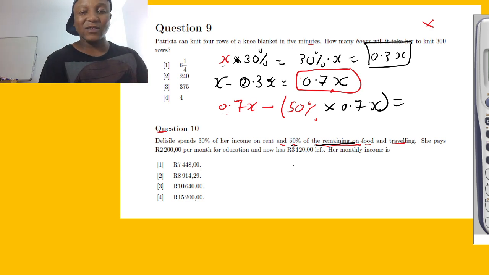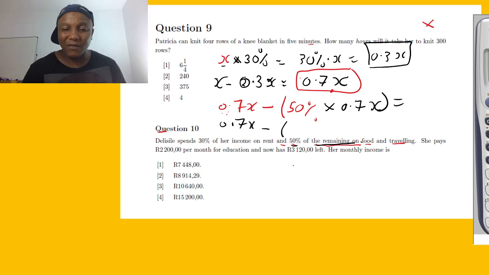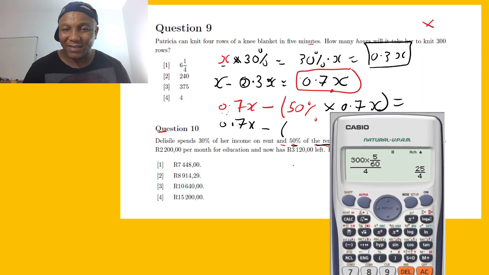So you can simplify these. This is going to be 0.7 minus, from the bottom, you can simply multiply 50% times 0.7. Let me show you how you multiply that one. We pull here closer, pull back.